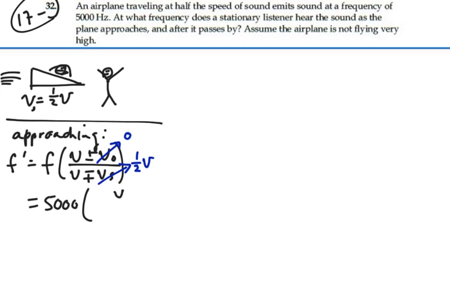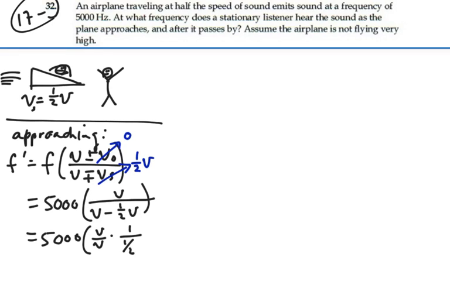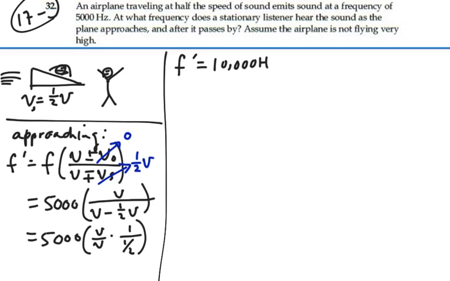times the velocity of sound over the velocity of sound, and since it's moving toward you, we're going to use a top minus sign, 1/2 the velocity of sound. So this is going to be 5,000 times the velocity of sound over the velocity of sound times 1 over 1/2, which is just going to be 2. So the observed frequency in this case is going to be 2 times 5,000, or 10,000 hertz.